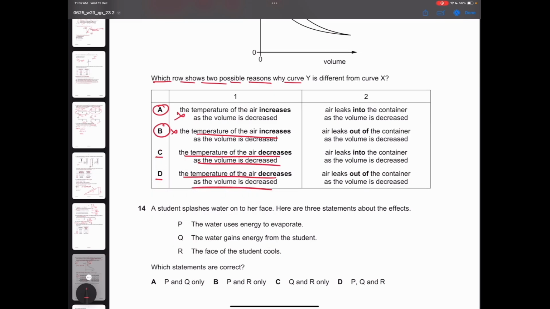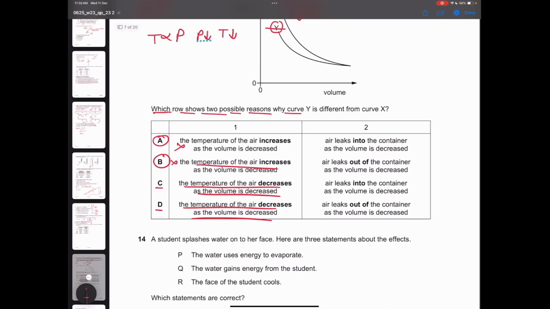Now let's look at the second table, second point of view. Air leaks into the container as the volume is decreased. In option C, they're saying air leaks into the container. Just think about it. Now, if more molecules, more particles of air are getting into the container, then the pressure will increase because the mass of container is fixed and air is leaking into the container. So more particles will be there, more collision will be there, more pressure will be there. But in our graph, pressure is decreasing. So this is incorrect. Option D will be the correct answer.